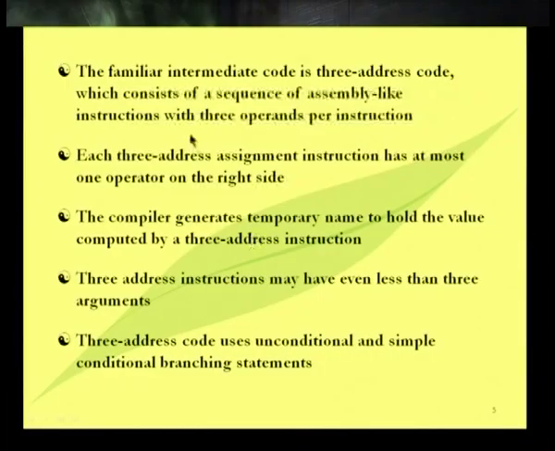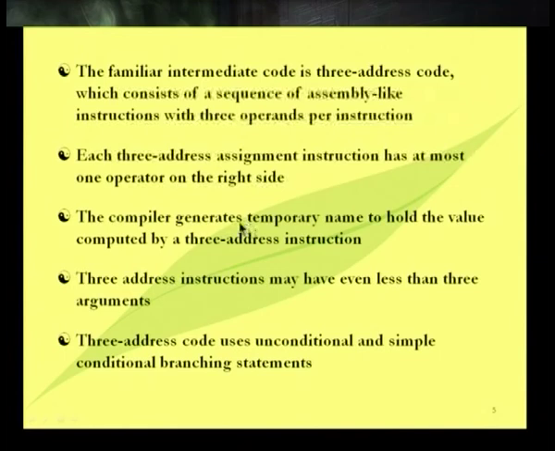Here we have specific instructions; one familiar one is 3 address code, which consists of a sequence of assembly-like instructions with 3 operands per instruction, and each 3 address assignment instruction has at most one operator on the right hand side, but we do not count the assignment as an operation, it is implicit. Most of the time, when splitting high level language instructions into smaller instructions, it is required to introduce a number of temporary names. That part is done by the compiler.